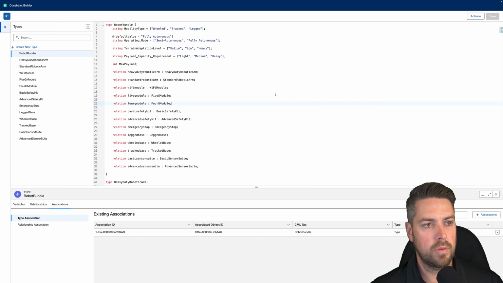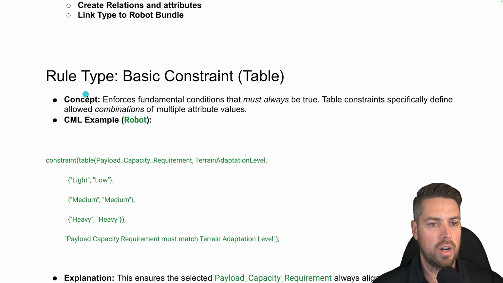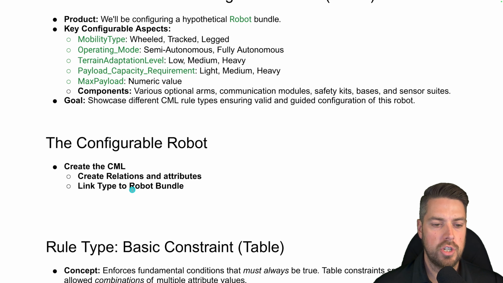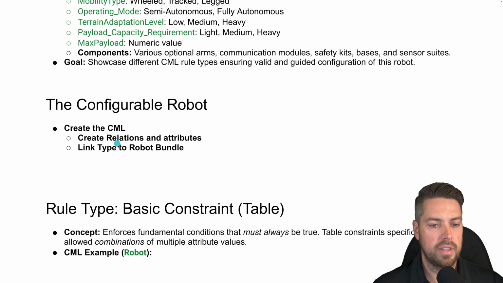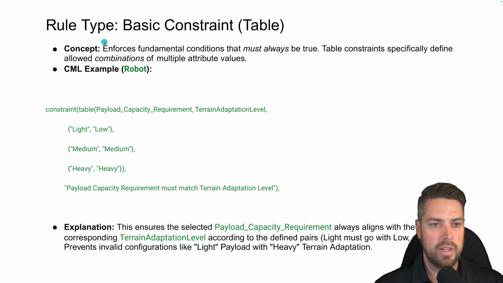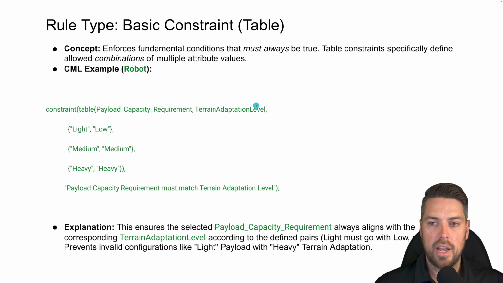Let's quickly jump back to our document first to see the first rule that we're going to go through. All right. So we've created our CML for our robot. That's created. We created the relationships and the attributes, and we linked our type to the robot bundle. So the first rule that we're going to create is a basic constraint table.